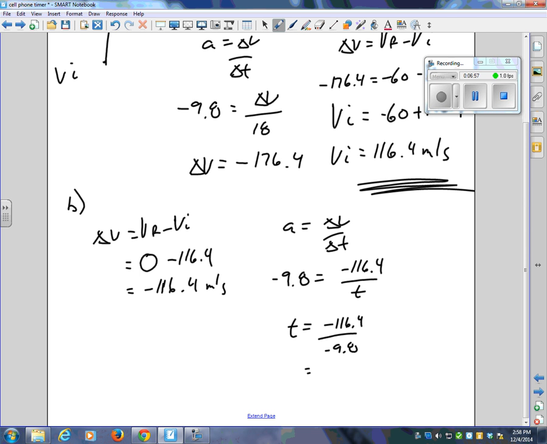Walk off stage. 11.9, which was pretty close to what we estimated, right? Got that one? Yeah. All right. Okay, part C, go. 2 minutes.